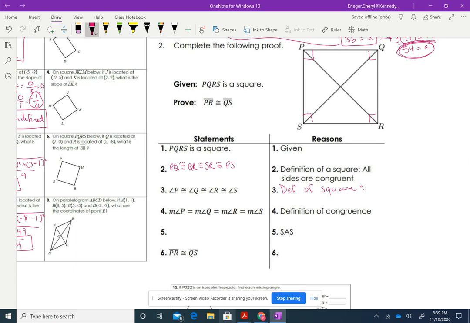Specifically, all angles are congruent, right? We're not going to say that they're 90 just yet. Okay, so they go from 3 to 4, they drop their congruency symbol, so we know that that's definition of congruence. Okay, ooh, side angle side. So angle P is equal to angle Q, which is equal to angle R, which is equal to angle S.